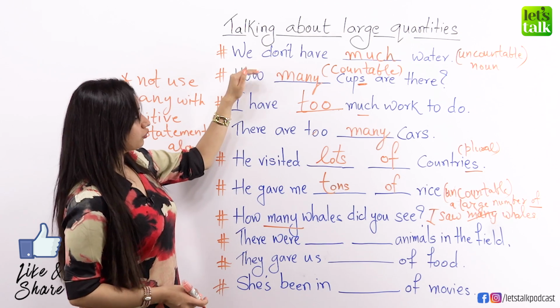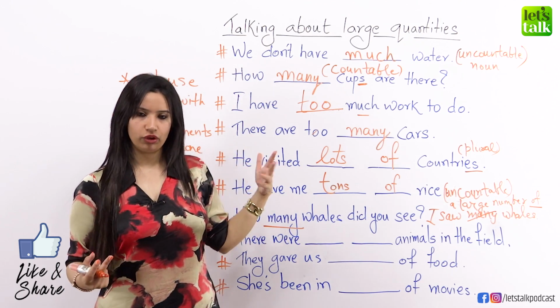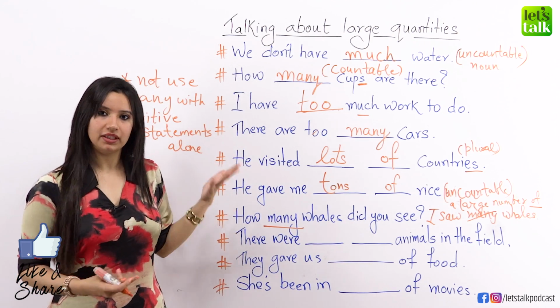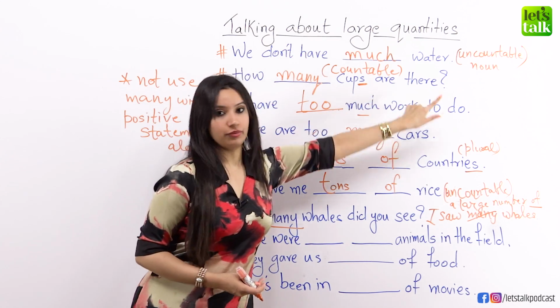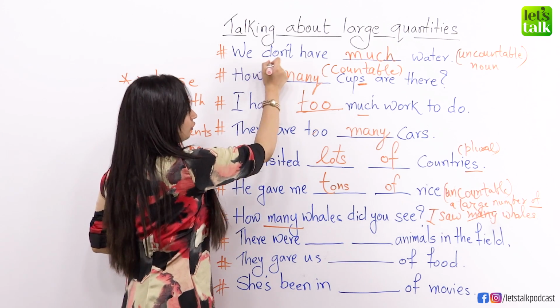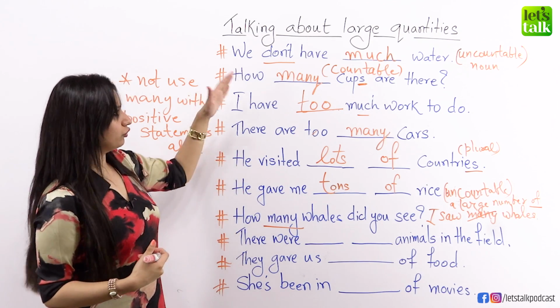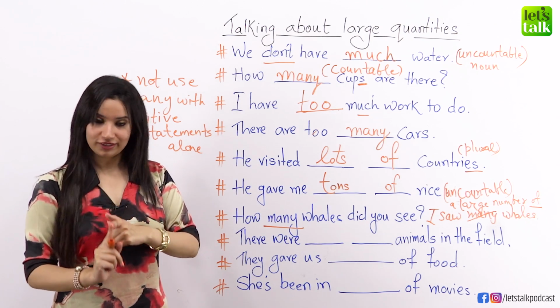Now let's look at the first one. We don't have much water, or you'd say we have much water. Again, this is also not used for positive statements. Much or many are generally used either for questions, as you can see a question mark here, or for negative statements. Don't stands for do not, which is a negative statement. So you'd use much and many for either negative statements or for questions.